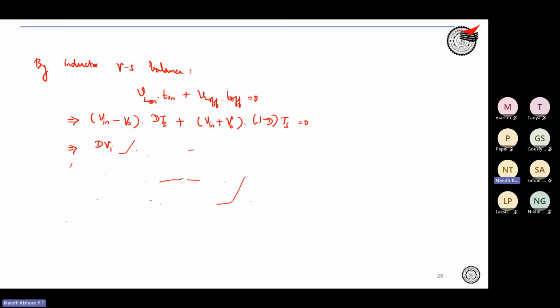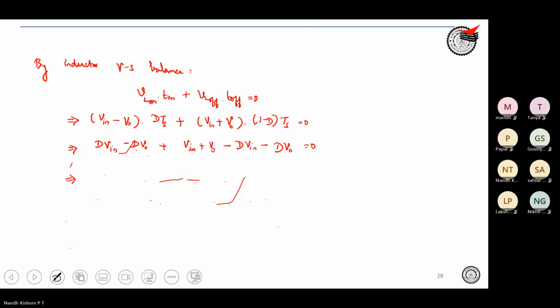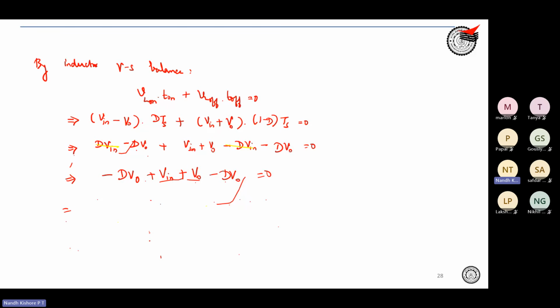You expand this simply. So you get dVin minus dV0 plus Vin plus V0 minus dVin minus dV0 is 0. Okay, so you cancel out the relevant terms. So dVin and minus dVin get cancelled. Just this one. So what you end up with is minus dV0 plus Vin plus V0 minus dV0 equals 0.